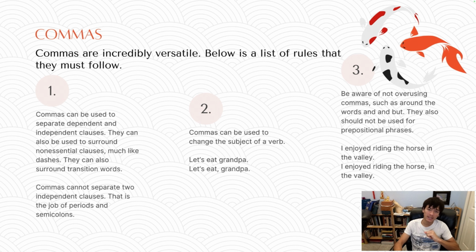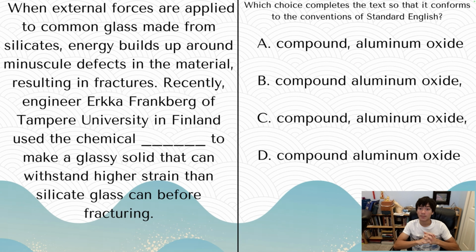So this one could really easily get you, but let's just have a little bit of practice. When external forces are applied to common glass made up from silicates, energy builds up around minuscule defects in the material, resulting in fractures. Recently, engineer Erkka Framberg of Tampere University in Finland used the chemical blank to make a glassy solid that can withstand higher strain than silicate glass can before fracturing.